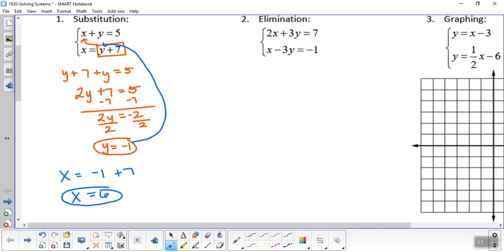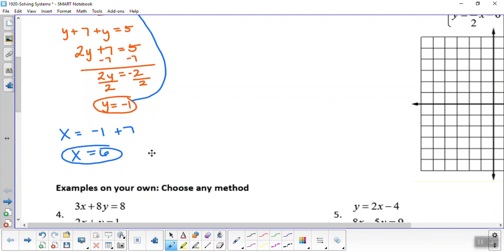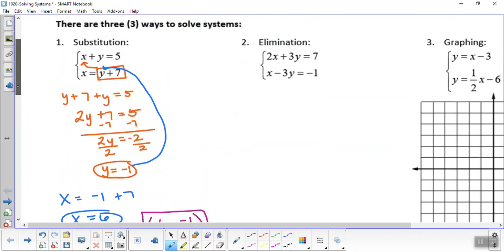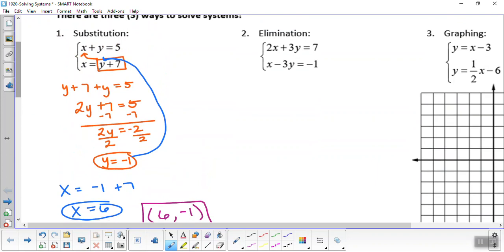Again, this is not my final answer. My final answer is always written as a coordinate point. So parentheses x, which is 6, comma, y, which is negative 1. So my solution to that system is 6, negative 1. And that is using the substitution method.